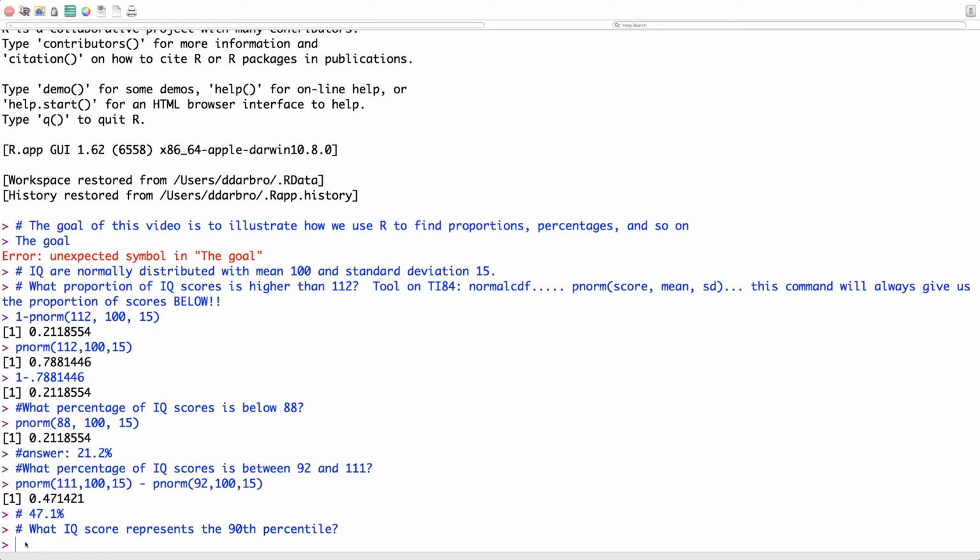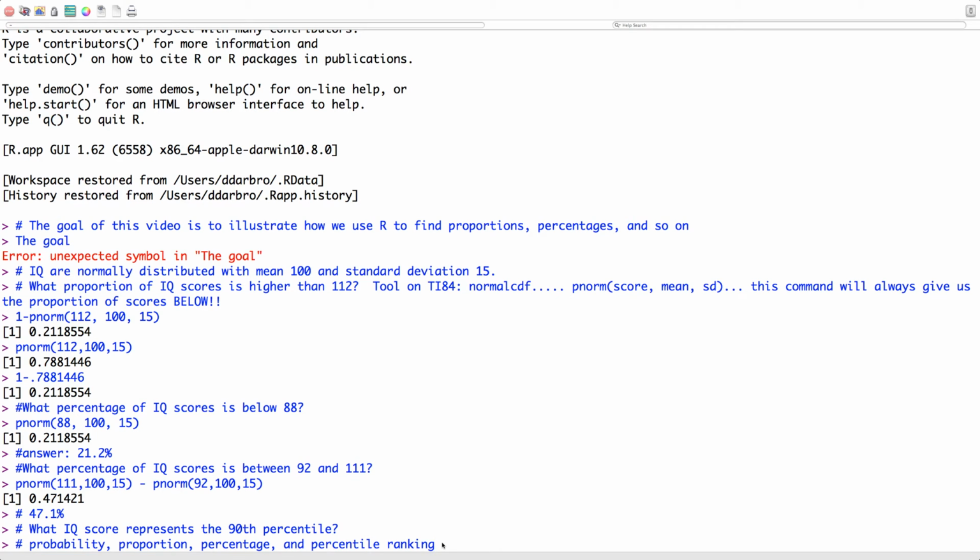I mean, let's think about it. What are we going to be asked to find? Well, probability eventually. We're asked to find proportion. We're asked to find percentage. And we're asked to find percentile ranking. What do all four of those things have in common? They start with a P, and the pnorm key is used to find the answers.